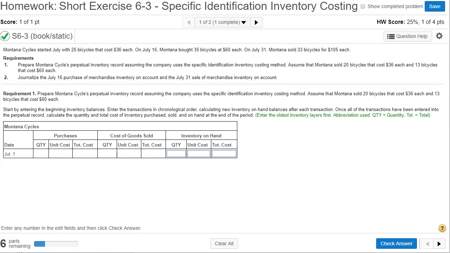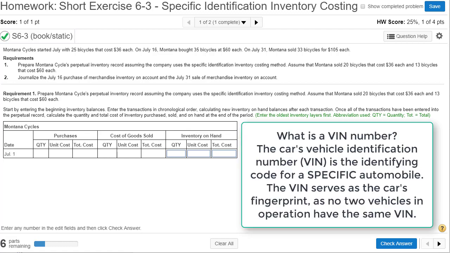Short exercise 6-3, specific identification inventory costing. So in this problem, we're going to be keeping track of our inventory using the specific identification method. The specific identification method means when you sell an item, you know exactly which item was sold. For example, a car dealership can use this system. A car dealership knows which car they sold because each car has a VIN number.